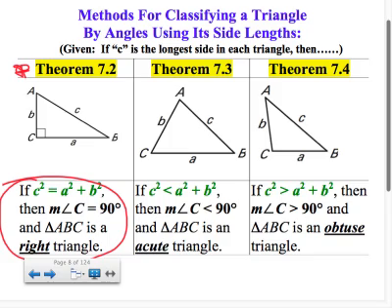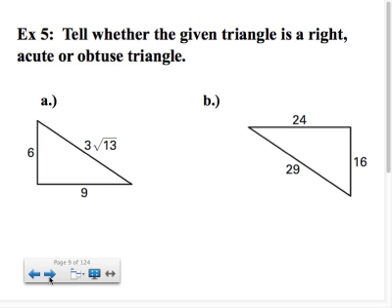Now, if you use the Pythagorean theorem, but you notice that c squared is less than a squared plus b squared, that means the measure of angle C is smaller than 90, which means it's acute. So really what you need to know is if c squared is less than, it's acute. If c squared is greater than a squared plus b squared, it's obtuse. And that is the converse.